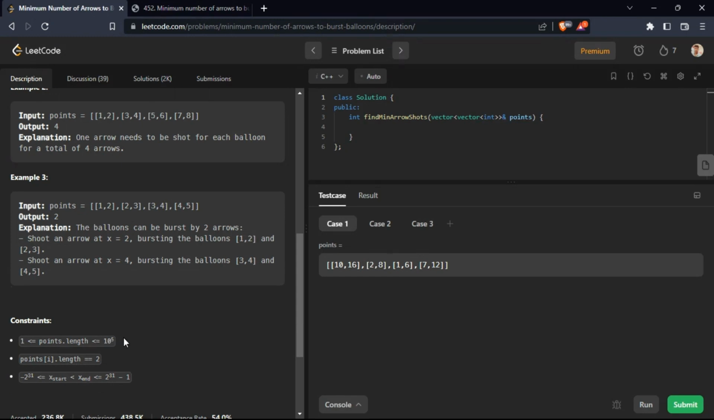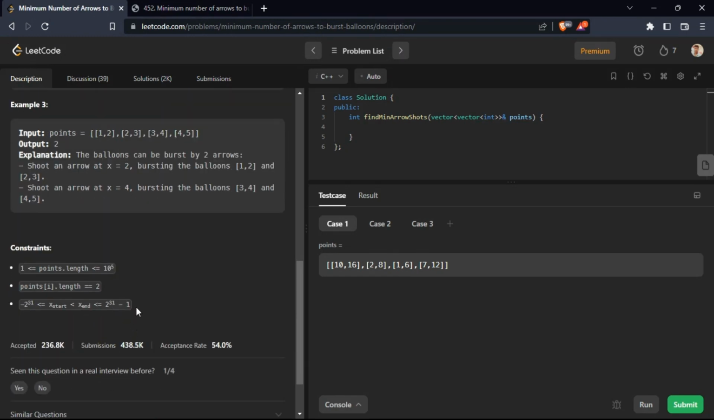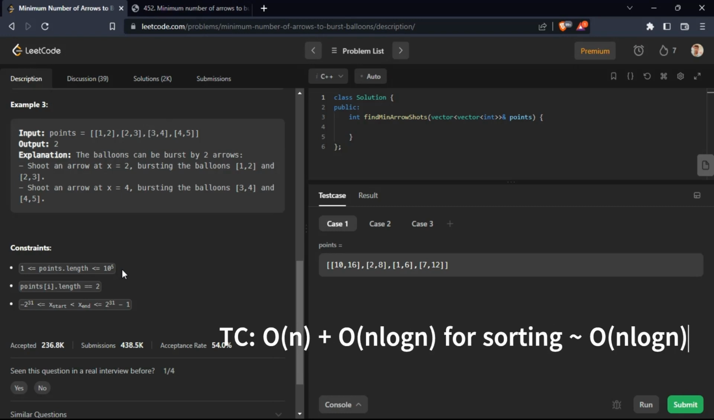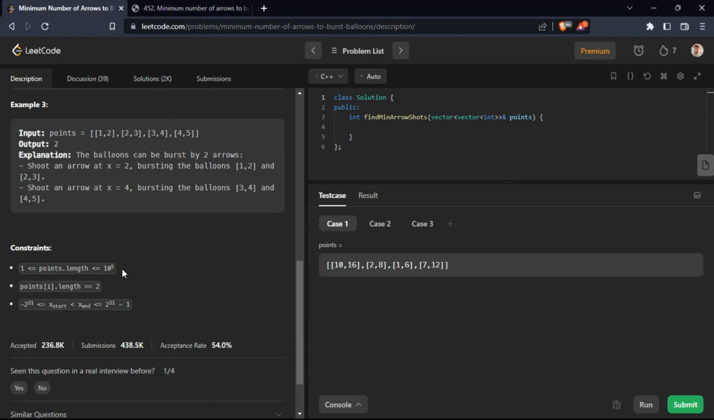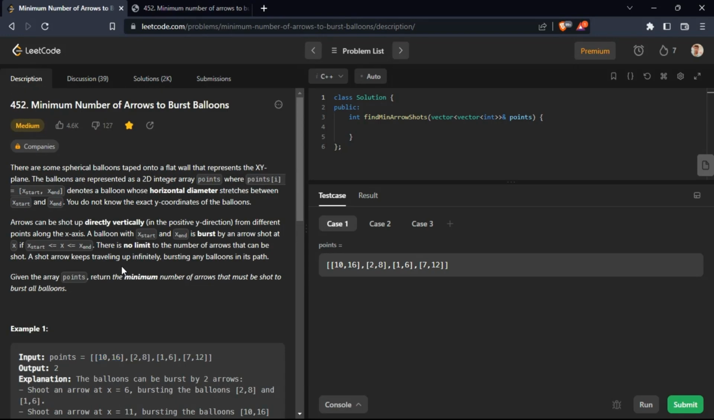So here the points length is given as 10 to the power 5. So I think if we iterate over all the points and find the count of arrows which can be shot, it would be optimal to do that. And in that case, the time complexity would also be 10 to the power 5, big O of n. Let's see what we can do to optimize that.